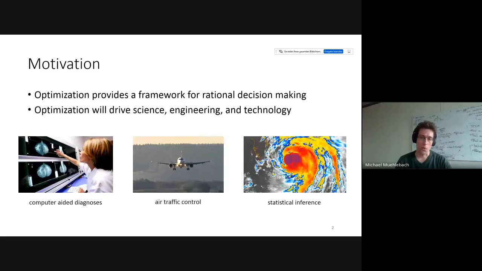In air traffic control, optimization algorithms schedule flights, and you could schedule the flights to mitigate the propagation of delays or also to reduce CO2 emissions. Then in statistical inference, you might want to fit the parameters of a physical model, could be, for example, a climate model, to some observed data. And you could do that with the maximum likelihood method, for example, which leads to an optimization problem.